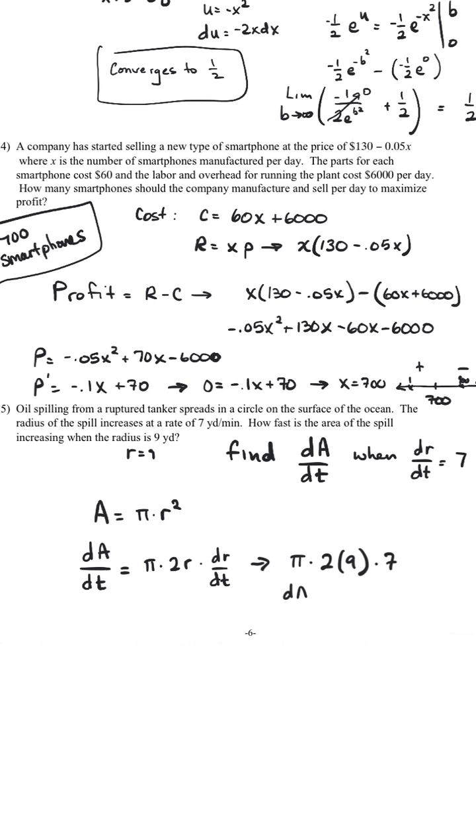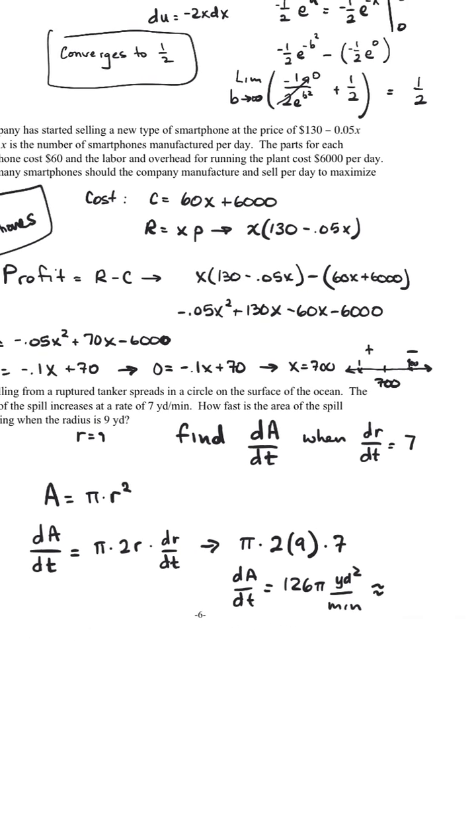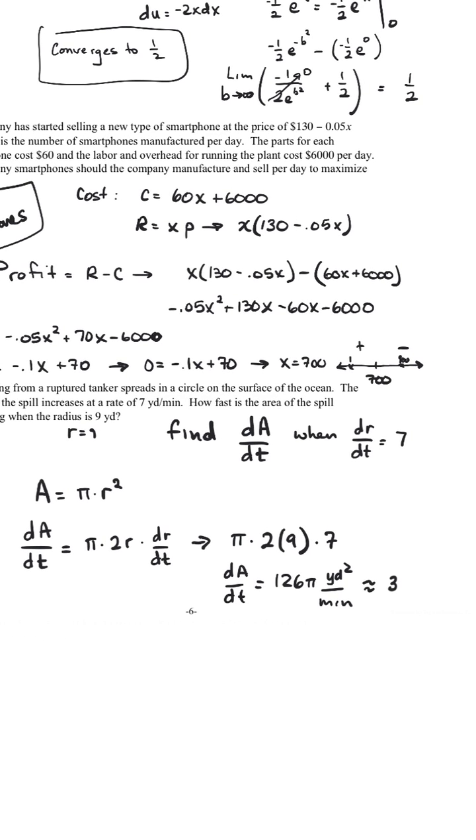So dA/dt is 126 pi yards squared per minute. And if we want to estimate 126 times 3.14, that's 395.64 square yards per minute.